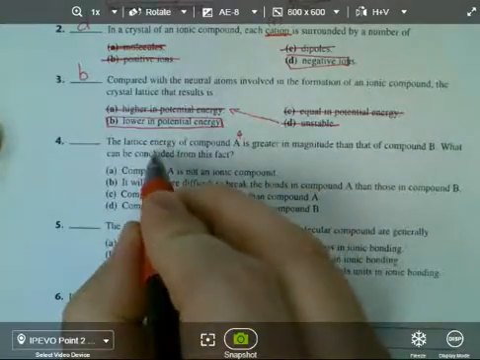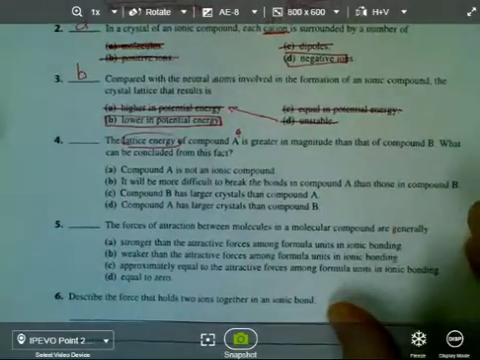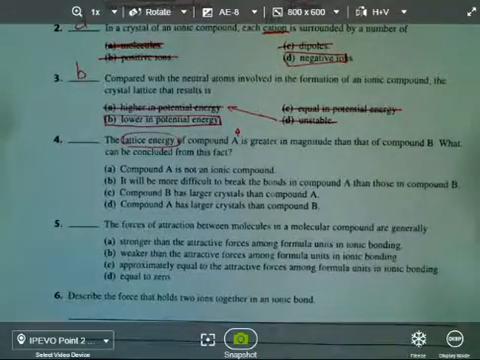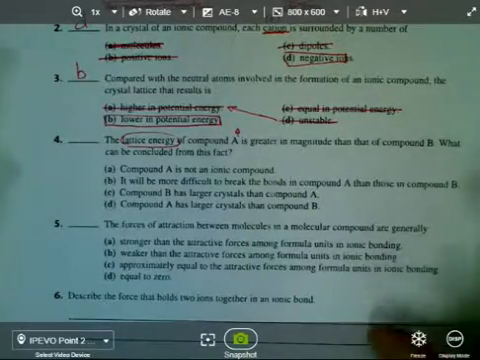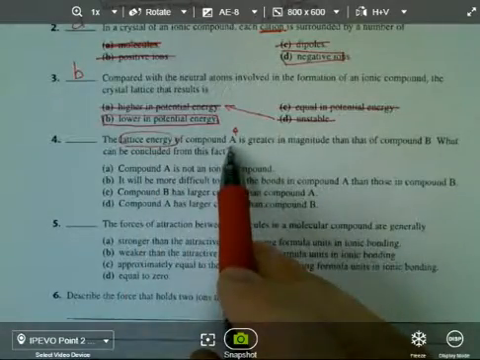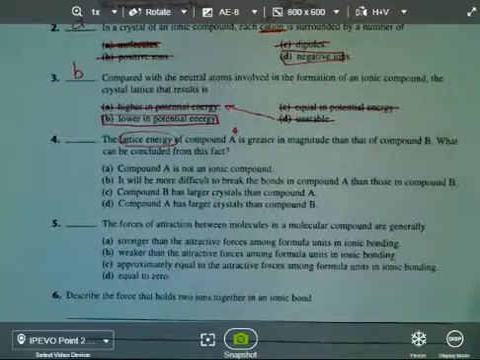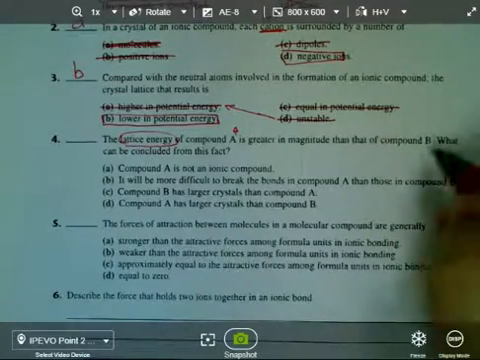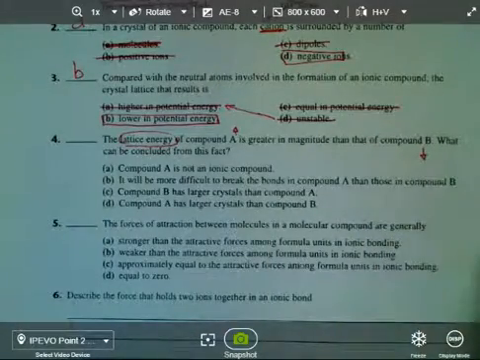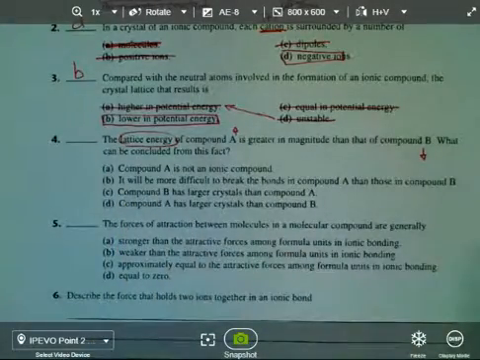So lattice energy, remember the definition of lattice energy: the amount of energy that has to be put into an ionic compound, a sample of it, to break the bonds of 1 mole of that substance. So lattice energy is greater for A. That means more energy has to be put into compound A to break all those bonds, to overcome those positive-negative attractions. B, it takes less energy to do that. Remember, lattice energy is also used as a representation of bond strength, so let's look at these options.